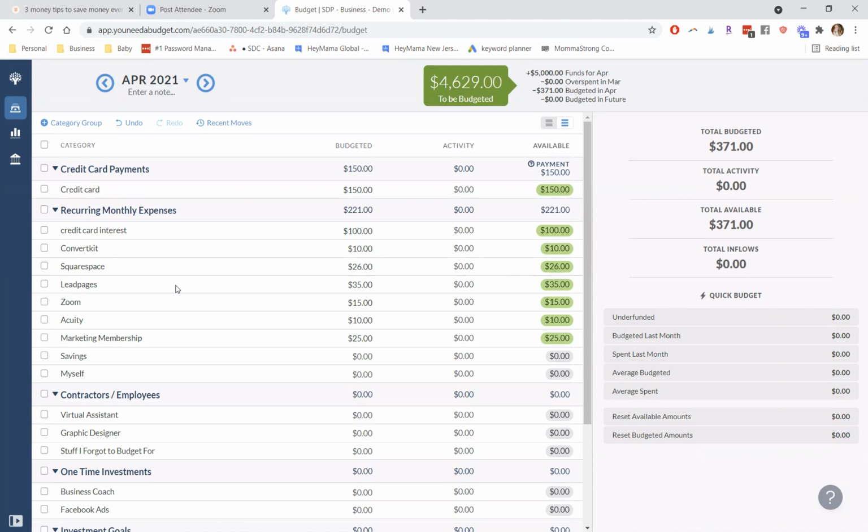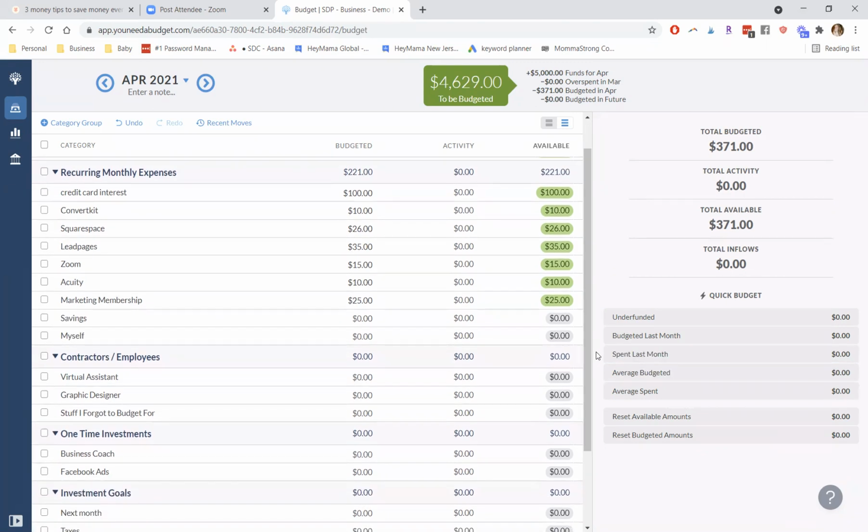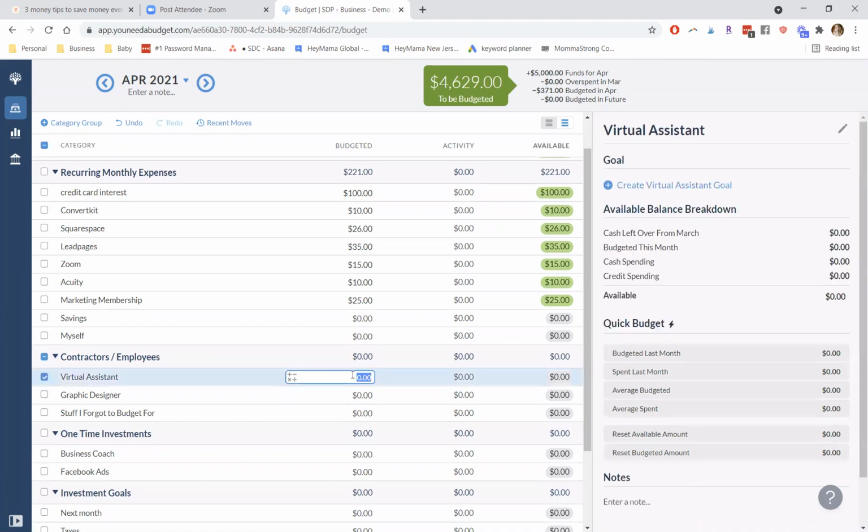Anyways, back to what I was saying. Now, look at how much money you have: $4,629 left. All right. Now we've only covered the basics. So let's go back to say maybe, you know what, Shannon, I really need my virtual assistant this month.